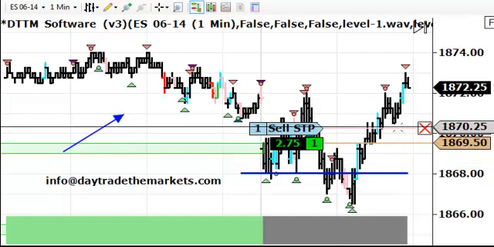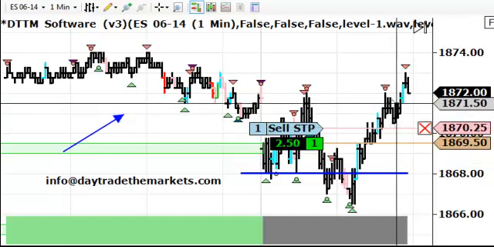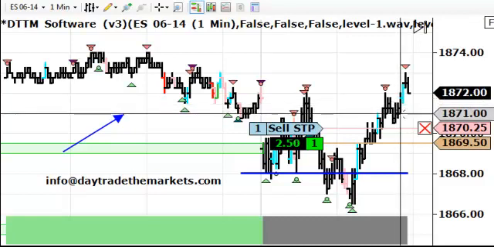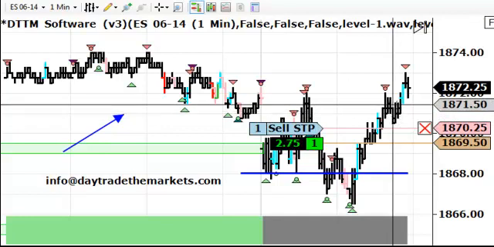I mentioned the 68 likely support area, and the market is moving up nicely. Now, the stop here is just a little bit below this last dip. If I was more aggressive, I would put it a couple of ticks below here, and place the stop perhaps at 1871, which isn't that bad of an idea. I do like to place stops like that.